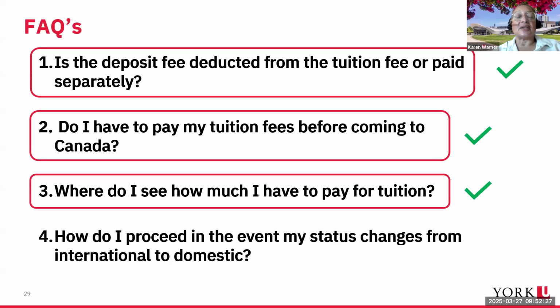In the event that you do qualify for domestic tuition rates, as I mentioned earlier in the presentation, one of the conditions of the international automatic scholarships is that you must be paying international tuition rates. So if you qualify for domestic tuition, we will reverse that scholarship from your account.